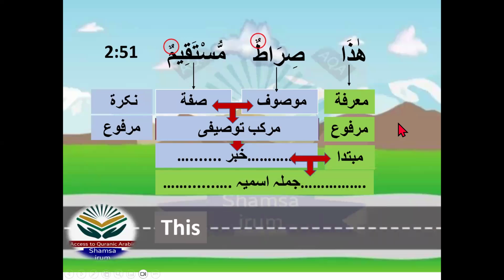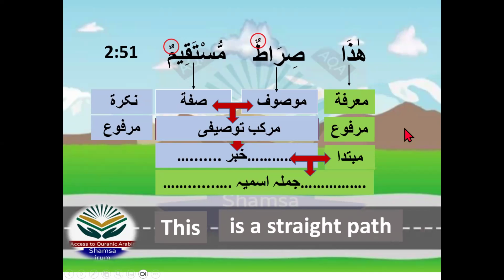So for our sentence, first we will do the translation of the mubtada, which is haza. This is a straight path. Okay, this is a subject. Now I am giving you the news or predicate or information about this mubtada or subject, which is a straight path.